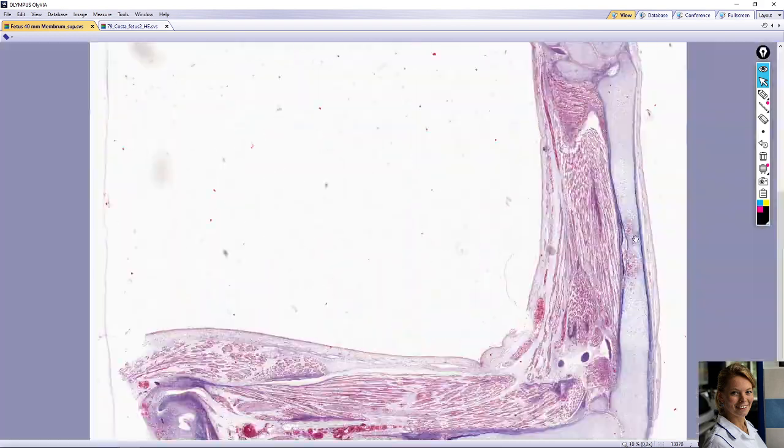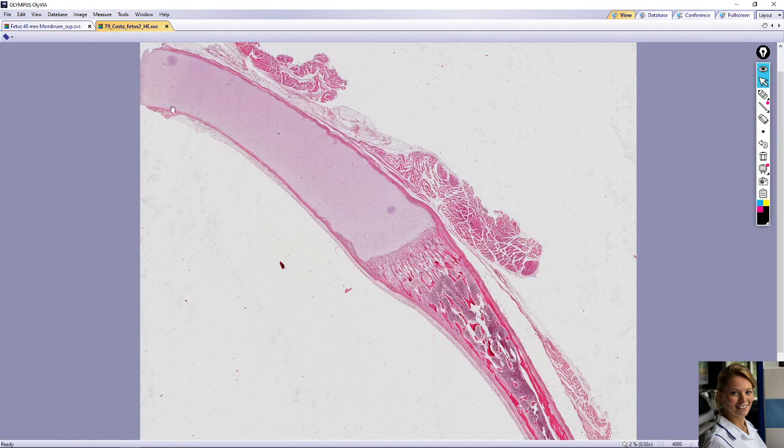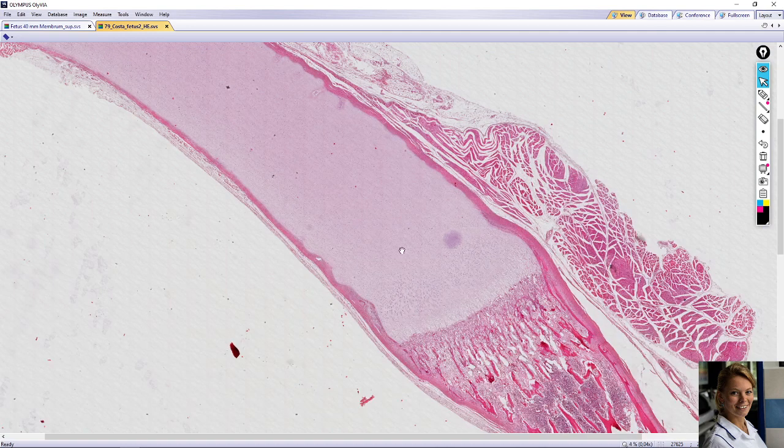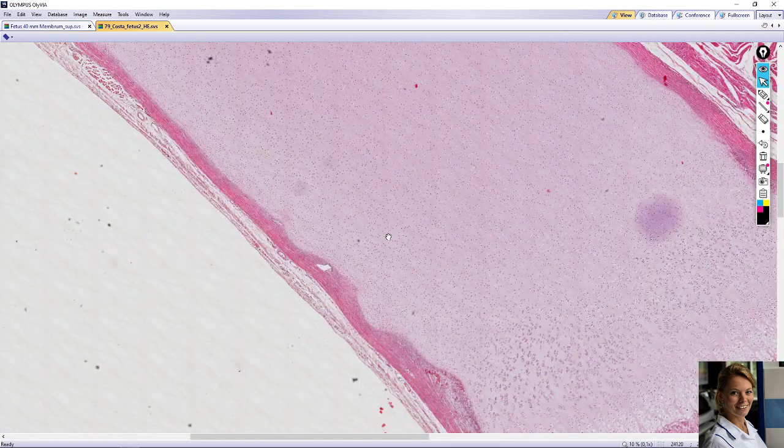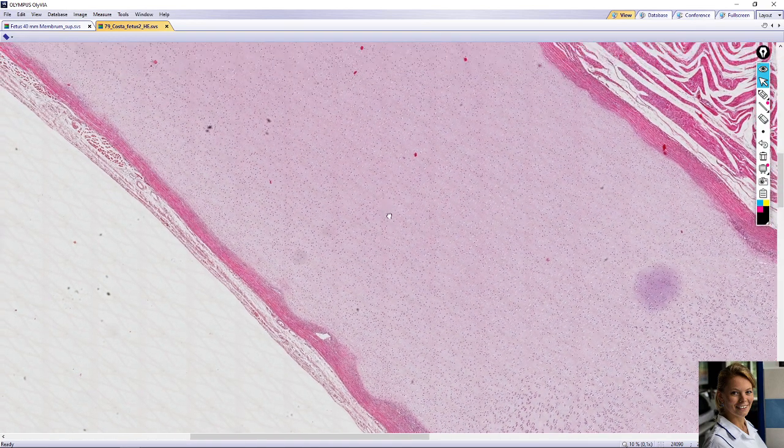So, that's another slide, which is stained with hematoxylin-eosin. We can see a developing rib. During endochondral bone formation, the avascular cartilage is gradually replaced by vascularized bone tissue, and the individual zones of transformation are the zone of reserved cartilage, or resting zone.